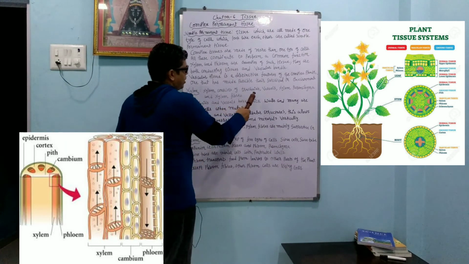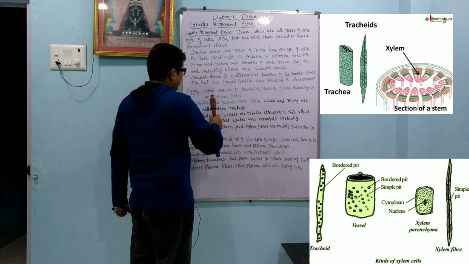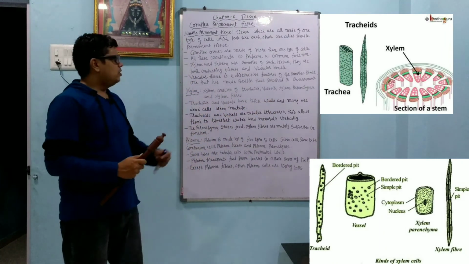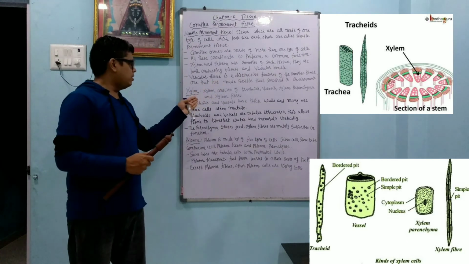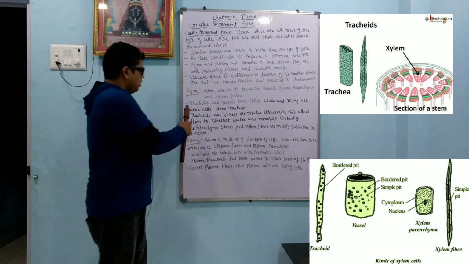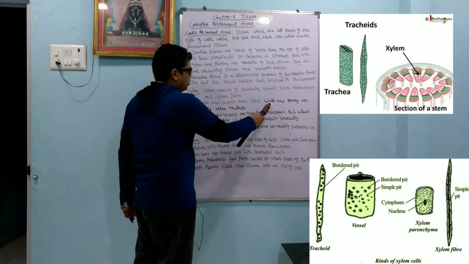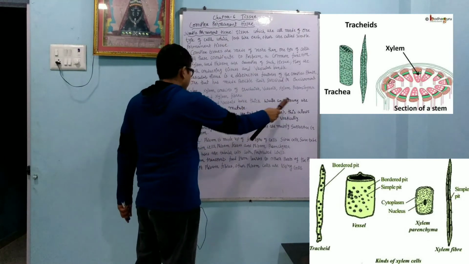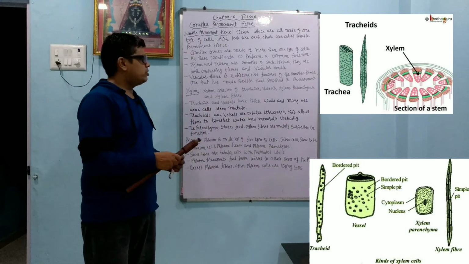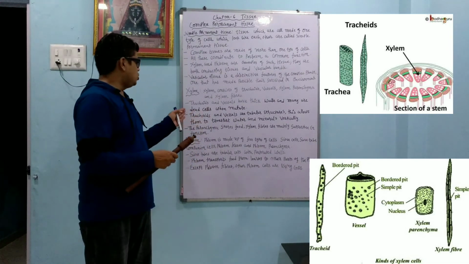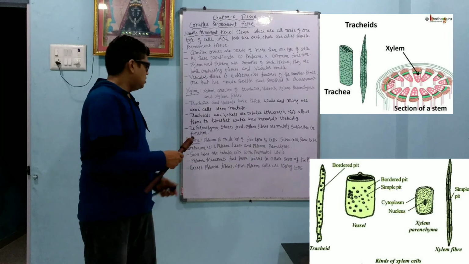Xylem consists of tracheids, vessels, xylem parenchyma and xylem fibers. So these are the parts of xylem. Tracheids and vessels have thick walls and many are dead cells when mature. So tracheids and vessels both have thick walls, and when they mature, many cells are dead.